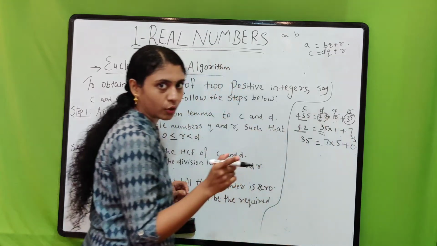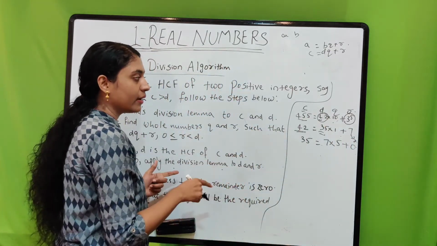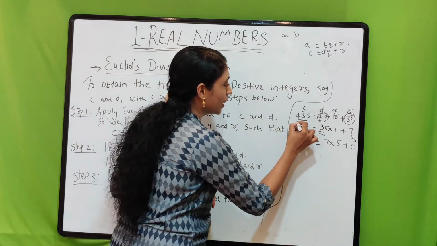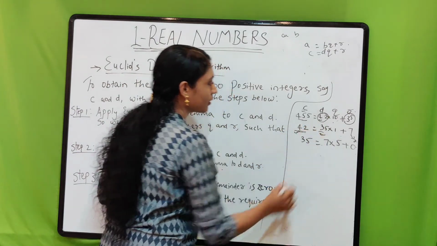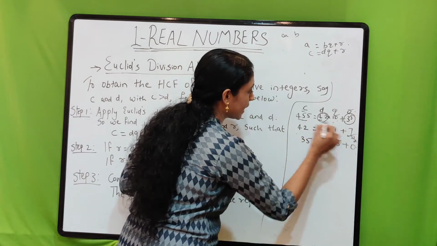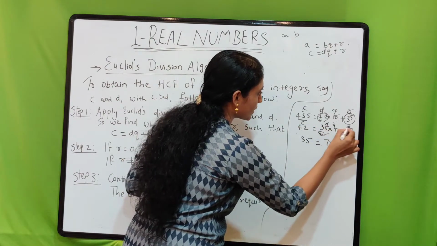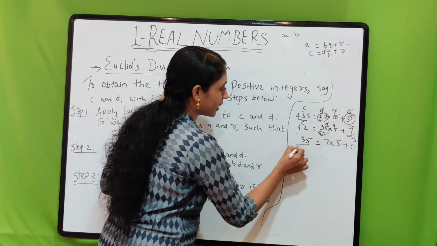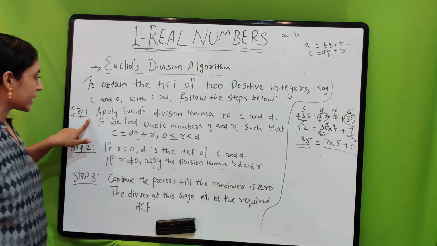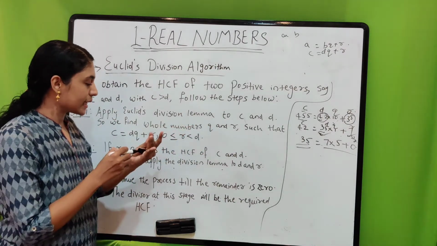Remainder is not 0. So what we have done? Again, we did division lemma. We applied division lemma to, sorry, not 42 and 35, but 35 and 7. That is D and R. C is equal to DQ plus R. D and R, that is 35 is equal to 7 into 5 plus 0. Understood?